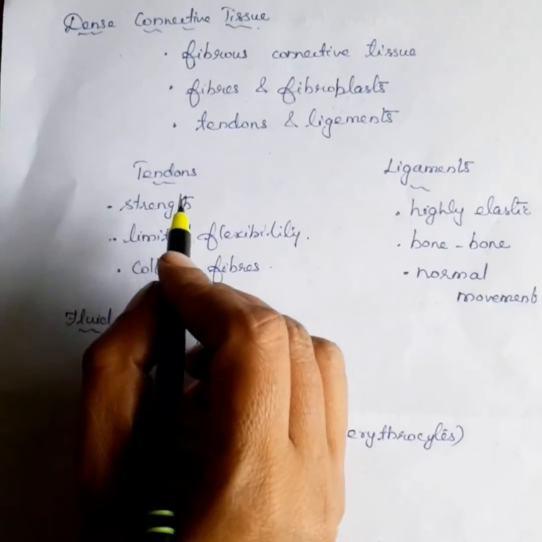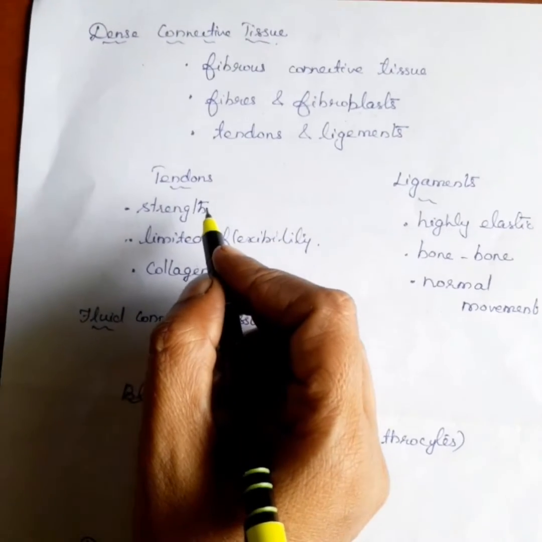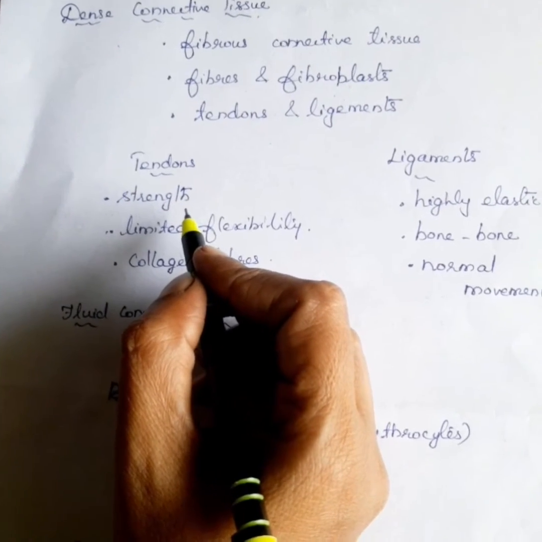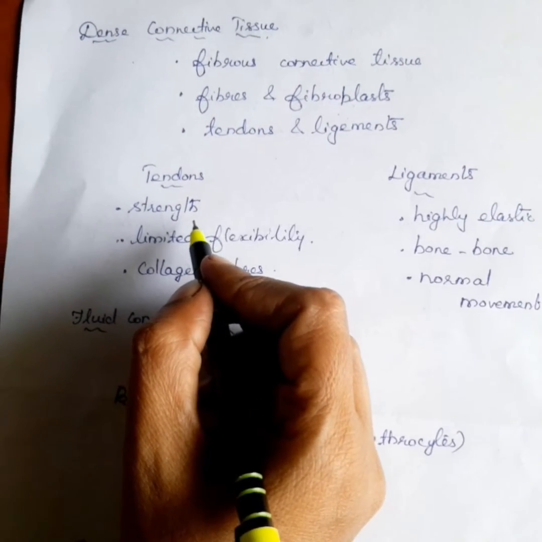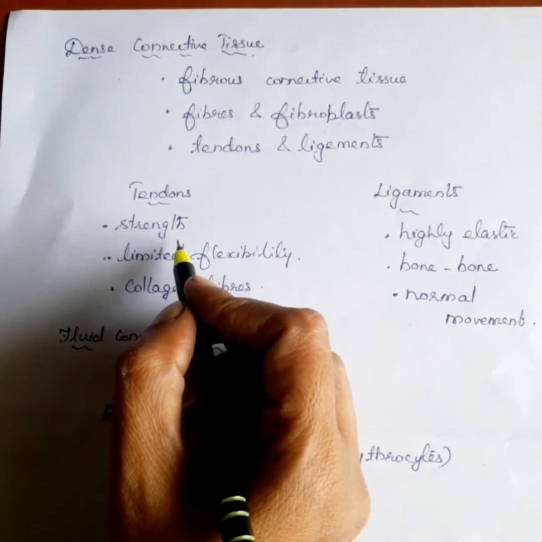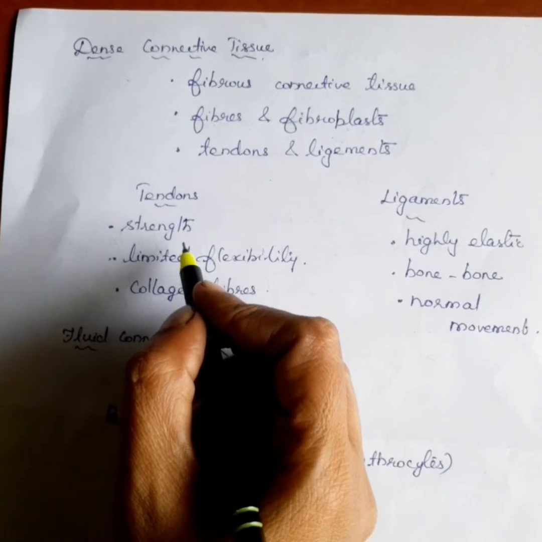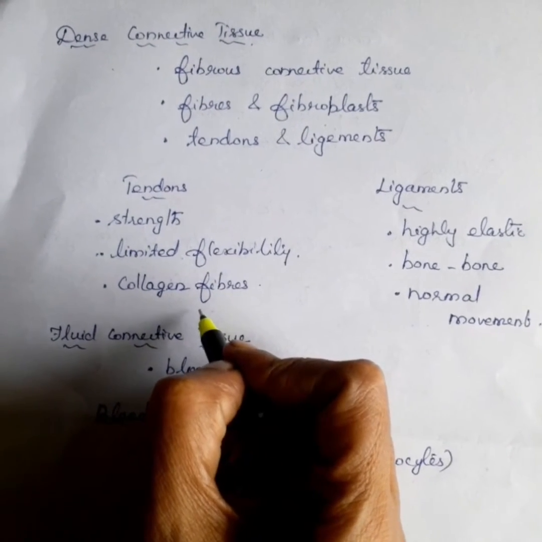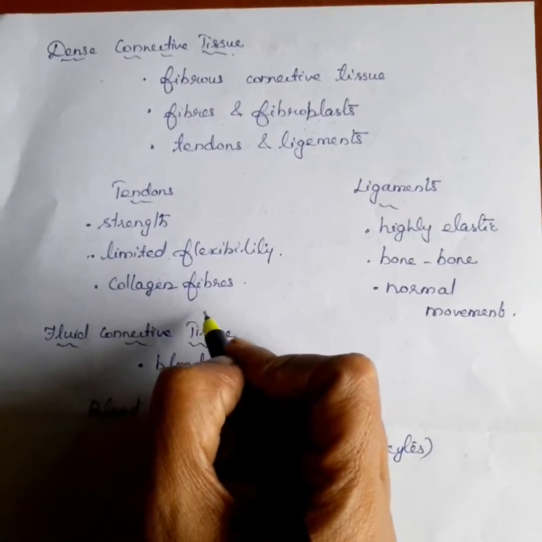What are tendons? They are a complex structure that joins muscles to bones. Tendons have great strength and limited flexibility. They consist of a parallel bundle of collagen fibers.